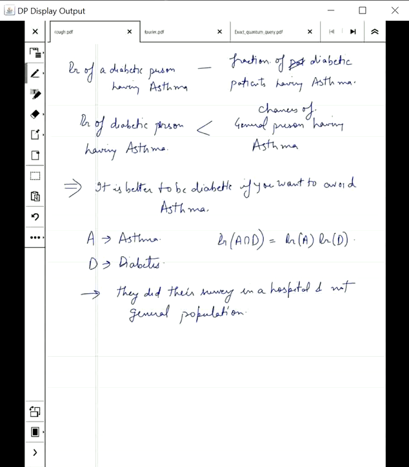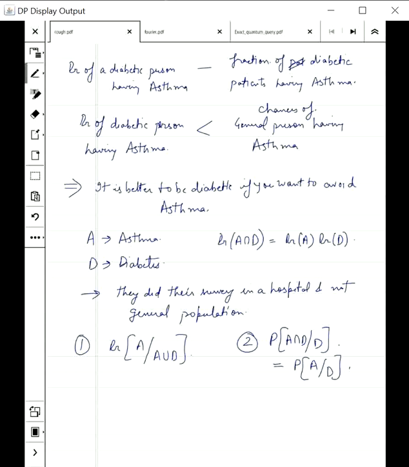Let's see what quantities they calculated. The first quantity was the fraction of people having asthma among the total number of patients. So that is not really just probability of A, but probability of A given the patient has either asthma or diabetes, because they are in a hospital, where there are only patients. So this is the quantity which they are calculating. What about the second quantity? They calculated people having asthma and diabetes among diabetic patients. That is probability of A intersection D given D, and you can convince yourself that this is also probability of asthma given diabetes.